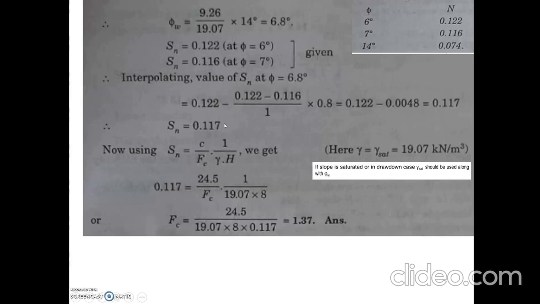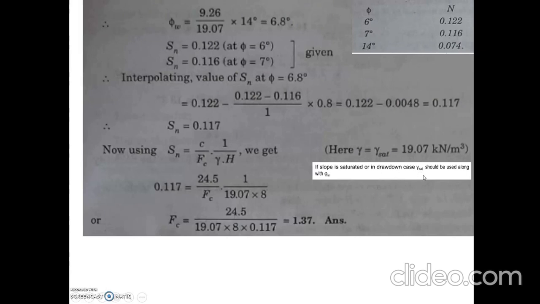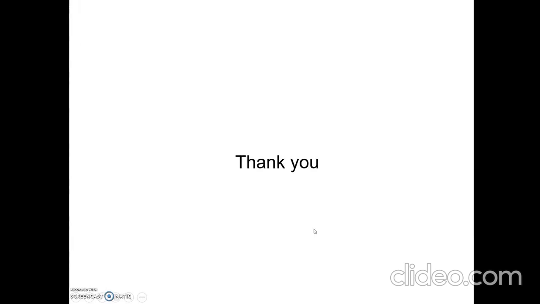So now we will use the value of stability number in the equation to find factor of safety. Sn is 0.117, C is 24.5 divided by factor of safety, which is unknown, into 1 divided by gamma, which is 19.07, into H, which is 8. This 19.07 is gamma saturated, because here it is mentioned that the water level goes down suddenly, which means it is a drawdown case. So we will have to consider gamma saturated. Once we substitute all the values, we get factor of safety equal to 1.37. Thank you.